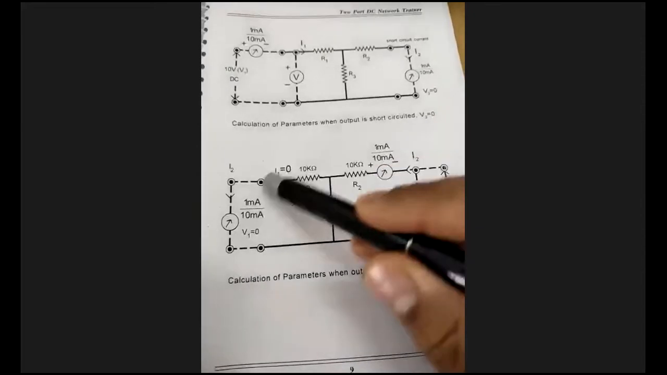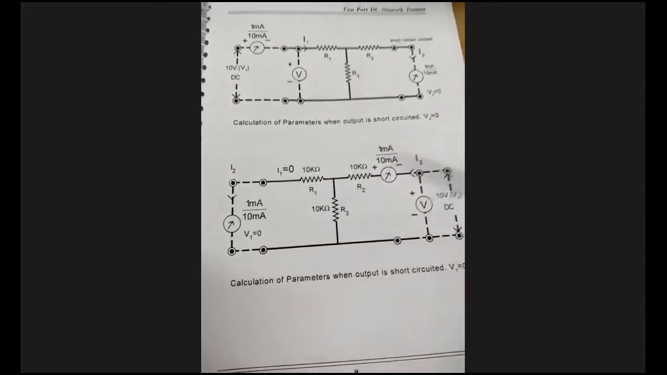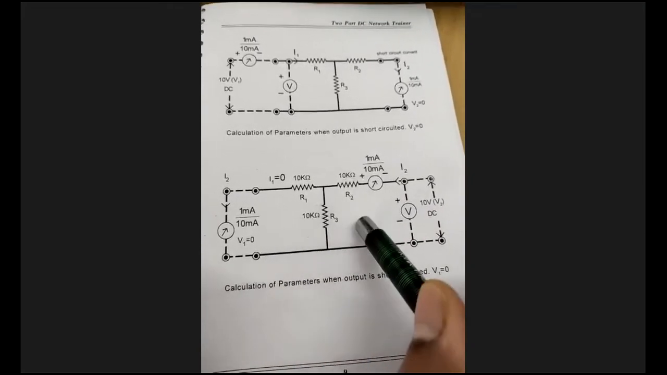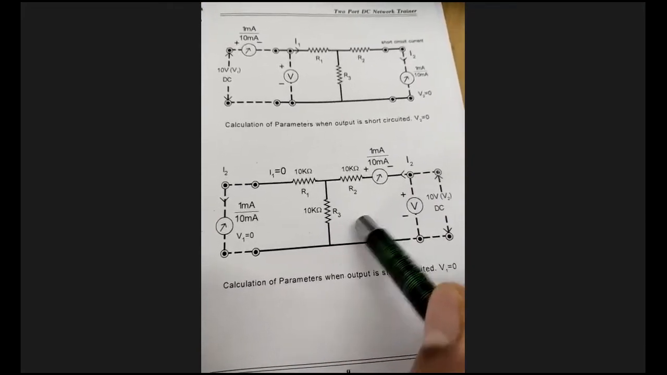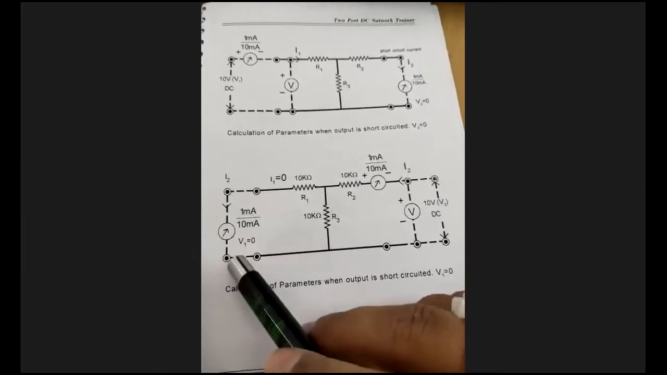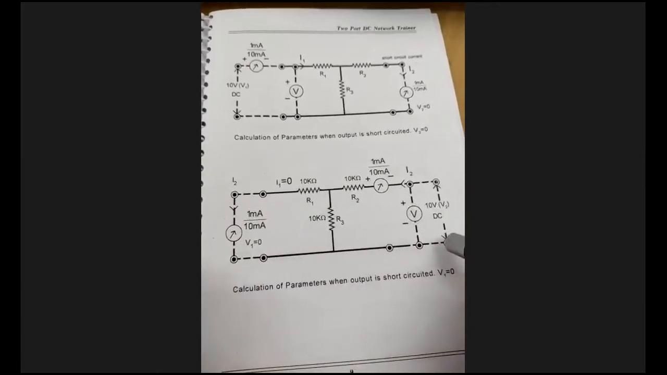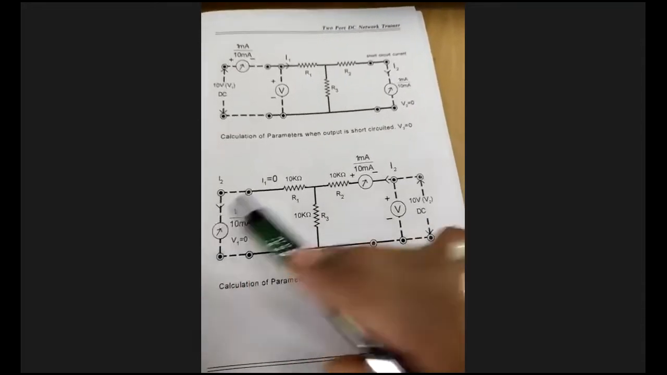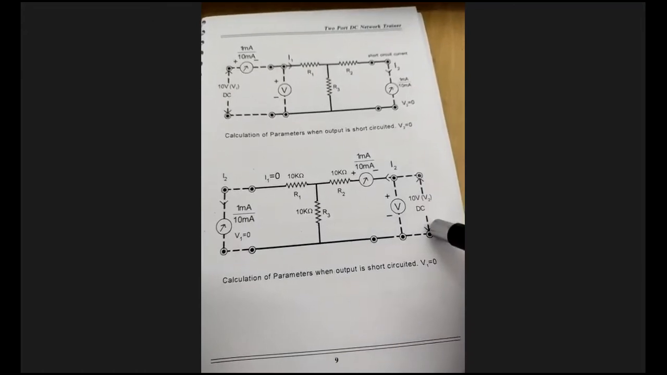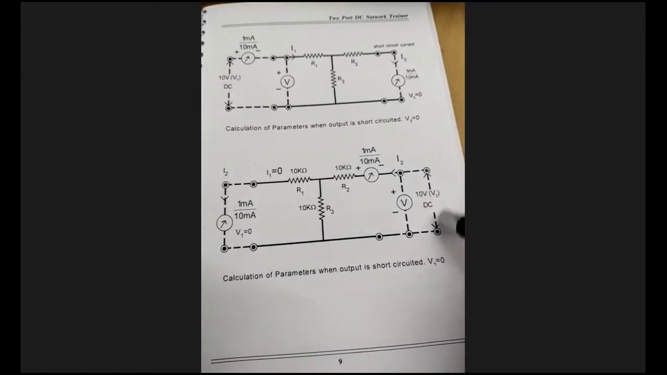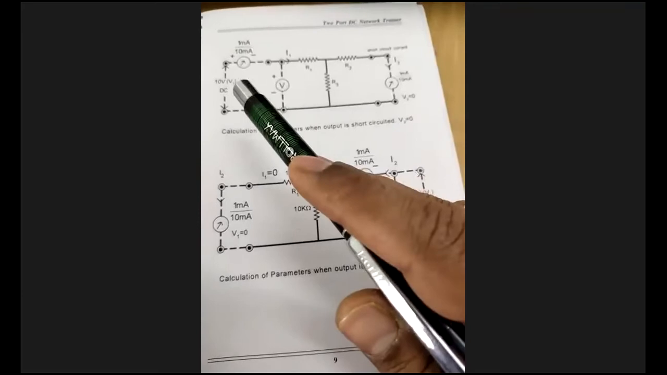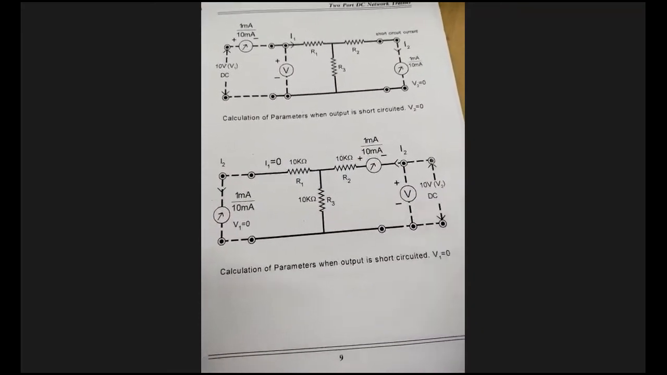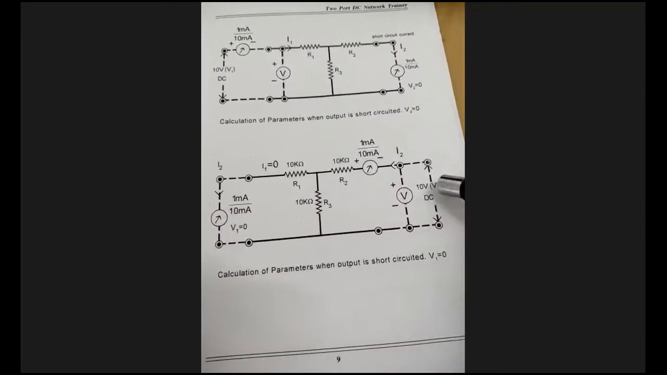But how we will design this circuit, I am explaining you. First, if you carefully see the second circuit, you can clearly see we connect the source to the output of the circuit. The source was connected at the input in the first circuit, and in the second circuit the source is connected at the output. You can clearly see 10 volt is connected to the output of the circuit.